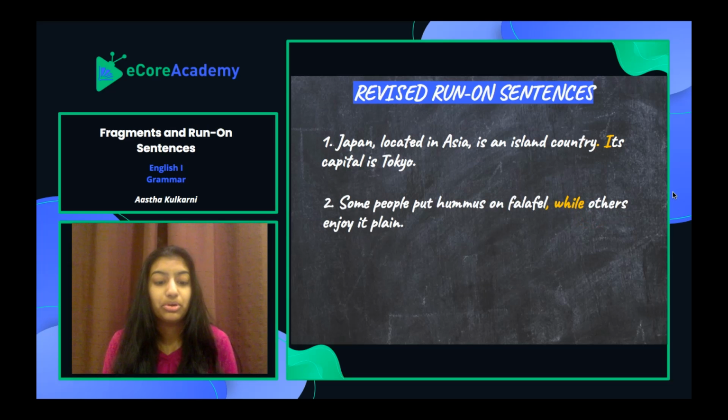The second example, we're going to be using our second solution, which was to use a conjunction preceded by a comma. So the original of this sentence was, some people put hummus on falafel, others enjoy it plain. And there was no comma in this sentence. So what we can do to make this not a run-on sentence is simply do a comma and then our conjunction, which in this case we used while, and we would just put that after falafel. So it would read, some people put hummus on falafel, while others enjoy it plain.